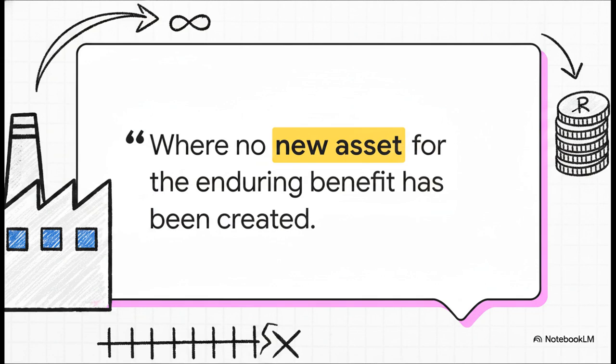But then, just a year later, we get BP Southern Africa 2007. This case is crucial because it gave us the enduring benefit test. The court basically said, look, if you aren't creating a new capital asset that provides an enduring benefit, enduring in the way that fixed capital endures, then the expense naturally leans toward being revenue in nature. So recurrent costs paid merely for the use of another person's asset fall squarely into the revenue category.